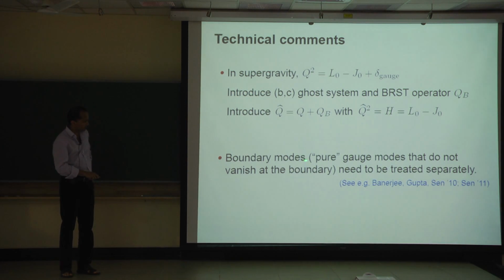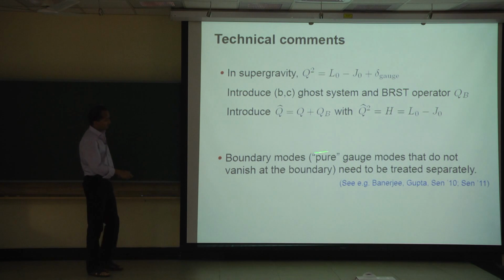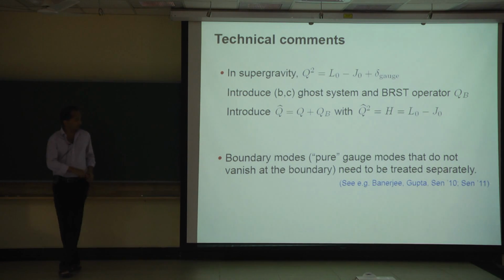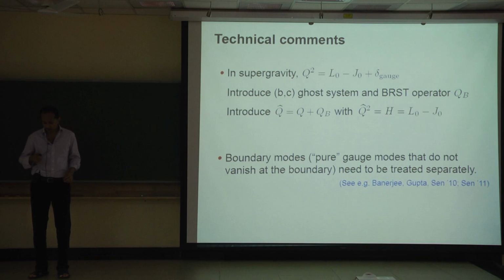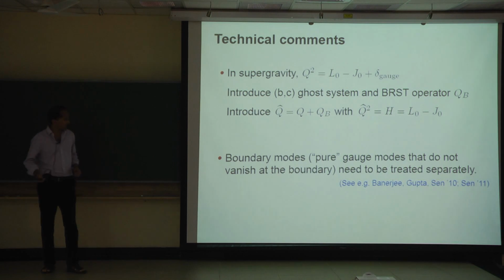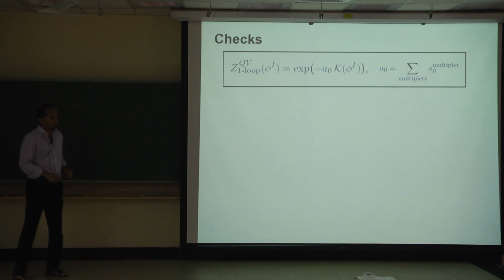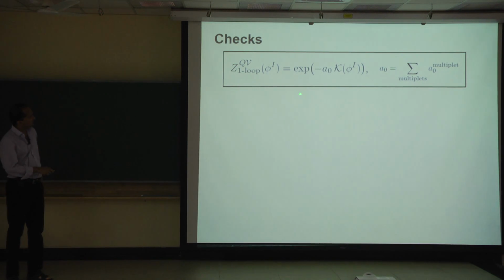There are also subtleties about boundary modes. These are pure gauge modes with gauge transformations that are non-normalizable, but the mode itself is normalizable. Those need to be treated separately. That's been done here, and the measure for these modes needs to be dealt with separately using arguments of ultra-locality, first due to Witten. Okay, so that was a very brief description. Some checks.